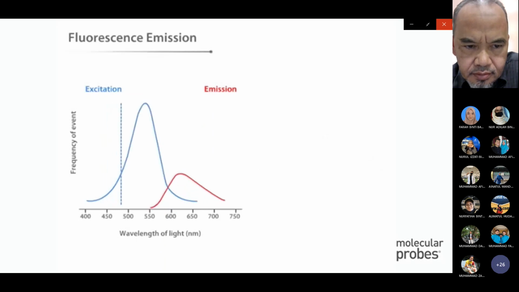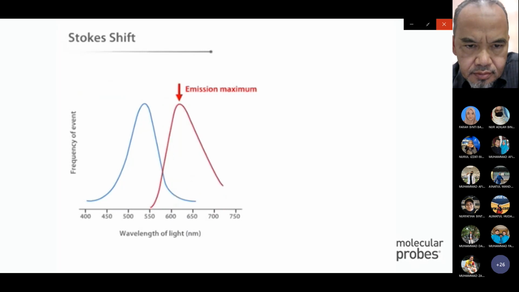As this animation shows, less efficient excitation can occur at wavelengths near the excitation maximum. However, the intensity of the emitted fluorescence is reduced. Notice that the emission maximum for the fluorophore is always at a longer wavelength, that is, has lower energy than the excitation maximum. This difference between the excitation and emission maxima is called the Stokes shift.